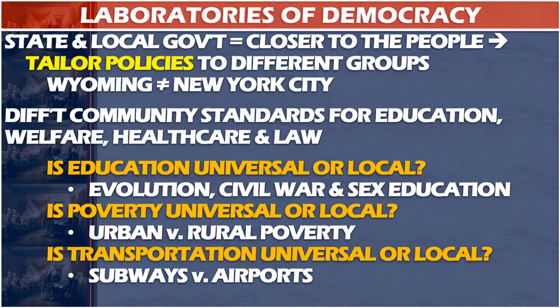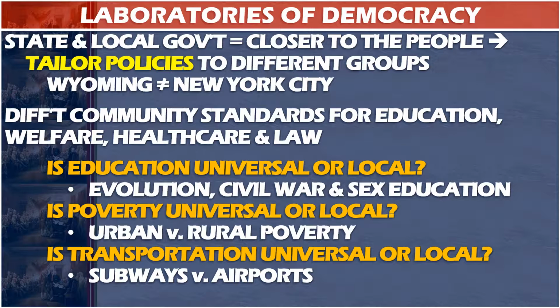low population density situation. There also can be different community standards for education, welfare, and healthcare. So people might have different opinions about the desirability of abortion. They might have differences about what should be taught in schools. For example, some states differ on whether they should teach evolution, whether they should teach sex education or not, and how they teach the Civil War, which might differ if you live in the north or in southern states. So the question really becomes, are these things universal, which means there really isn't any difference between people in Alabama and people in New York, or does it have a local aspect to it?